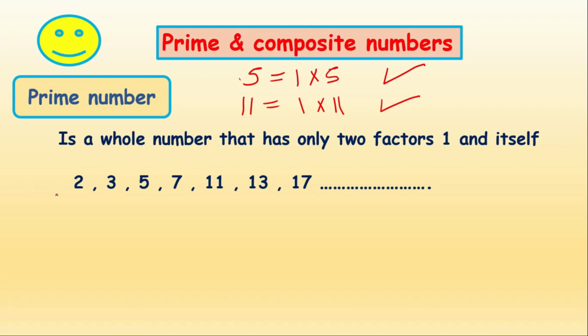Prime numbers start with 2. The first prime number is 2. Okay, 0 is not prime, 1 is not prime. The next are 3, 5, 7, 11, 13, 17, and so on. Any number has only two factors, one and itself. You can't find them in the timetable.